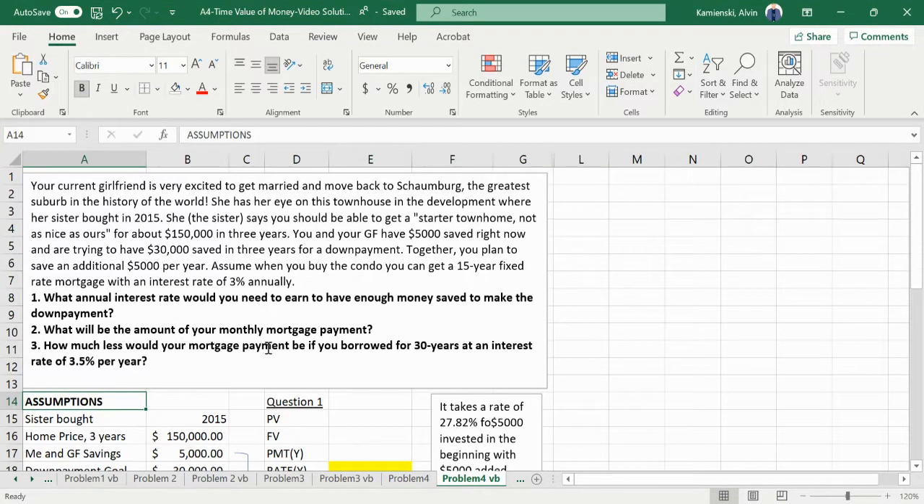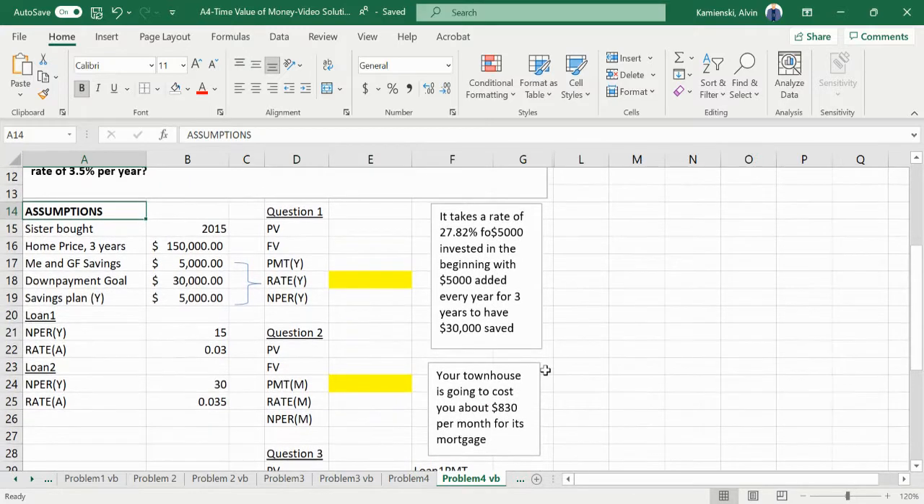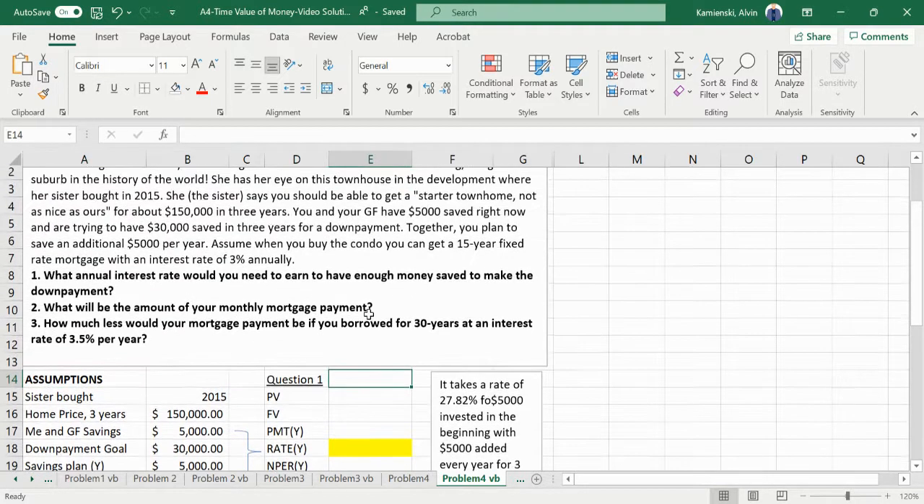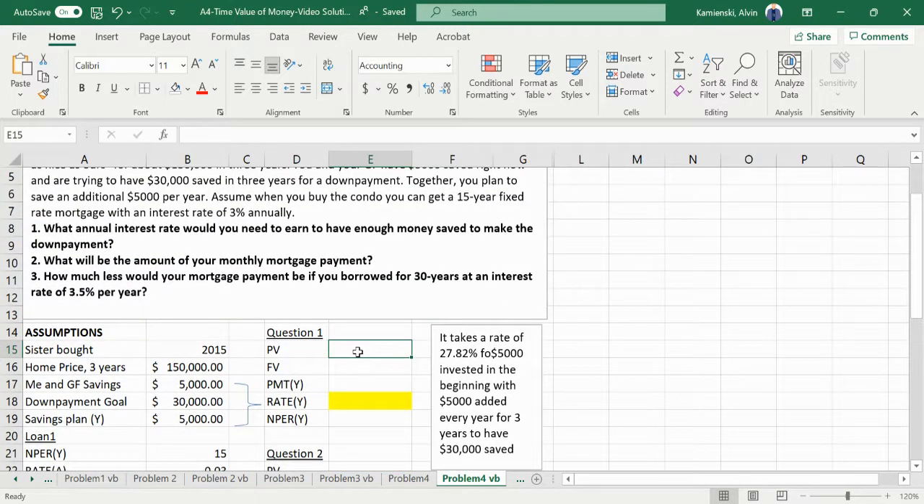Having read this problem about your desire to save in order to make a down payment on a home with a mortgage, I've gone ahead and, as always, documented some assumptions in here so that we can try to get to our first question. What annual interest rate would you need to earn to have enough money saved to make the down payment? So from up above, you have $5,000 saved right now.